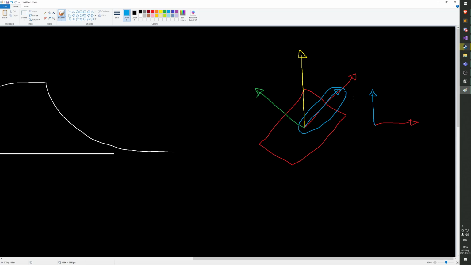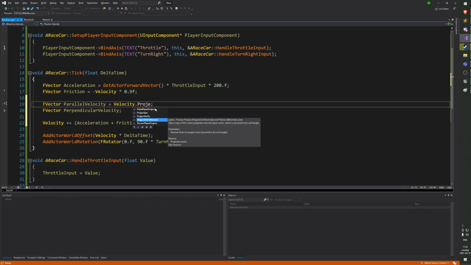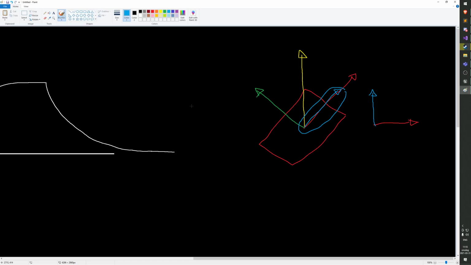There is a project method. Project, or project onto it. Isn't it just the dot between? Oh, there it is. Project onto normal. Why is it called that? Okay, there is a function, but we're not gonna do it because I see that you guys need to revisit this anyways. Isn't it just take the dot between the velocity and the forward vector of the car?